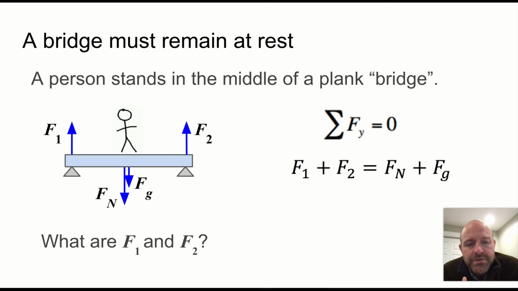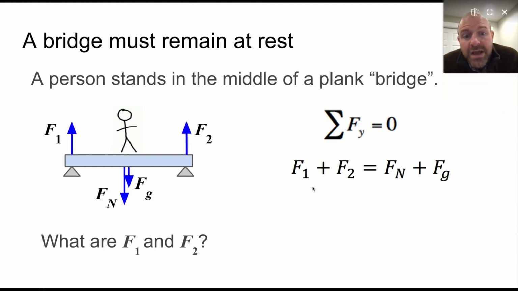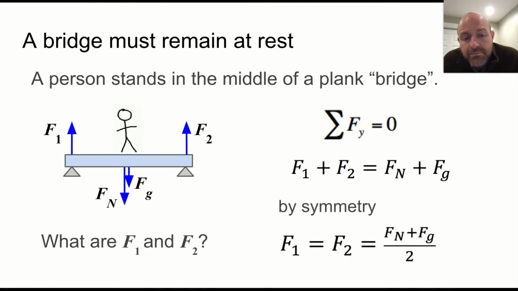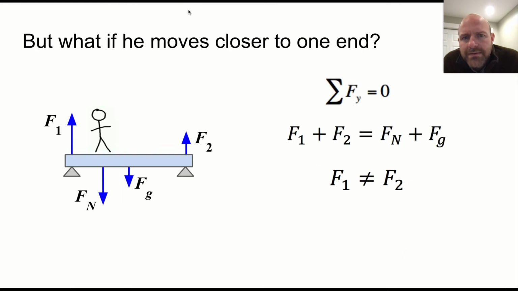So there's a couple things to do. Net force in the y direction, F1 and F2 together add up to Fn and Fg. That's pretty straightforward. That's something we've done before. But it doesn't tell us how big F1 and F2 are, only that together they have to balance out. It's symmetric, and the person is standing in the middle, so it makes sense that they would each be half of the force. But if the person moves, it's no longer as obvious what will happen. Maybe it's obvious to you that F1 should grow, but by how much?